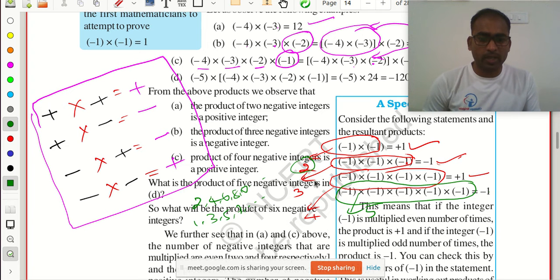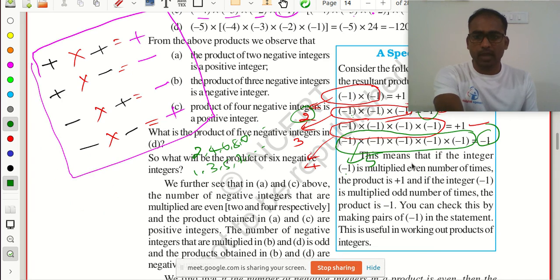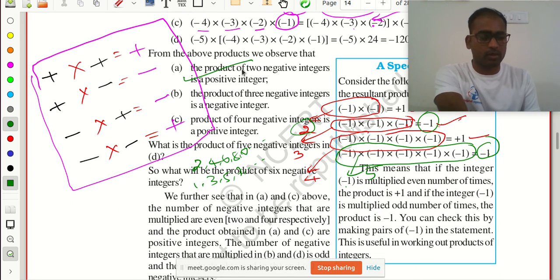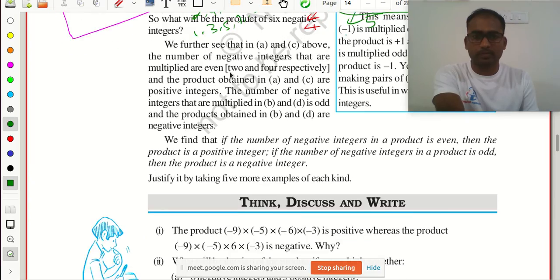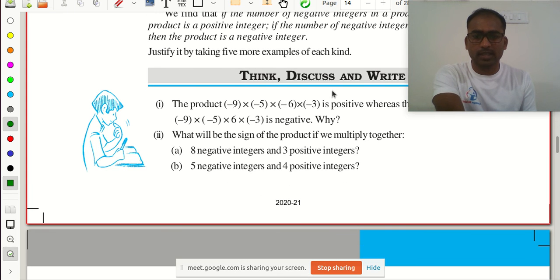So if I multiply an even number of times, na? I am getting a positive value. And when I multiply an odd number of times, na? Here I multiplied 3 times. Here I am multiplying 5 times. So I am getting an odd result. Now you are clear? You need to remember this fundamental only. This is the basic. Okay? So just think and discuss and write for this one.